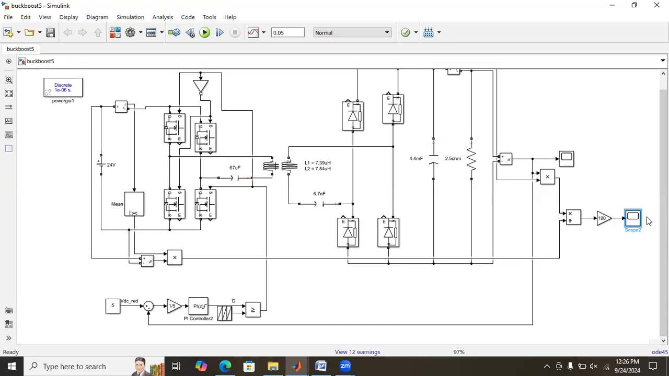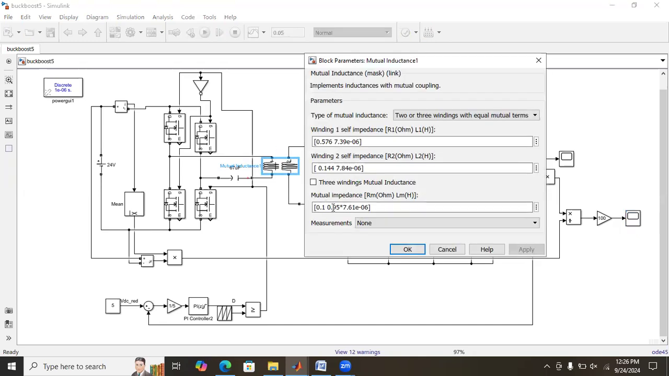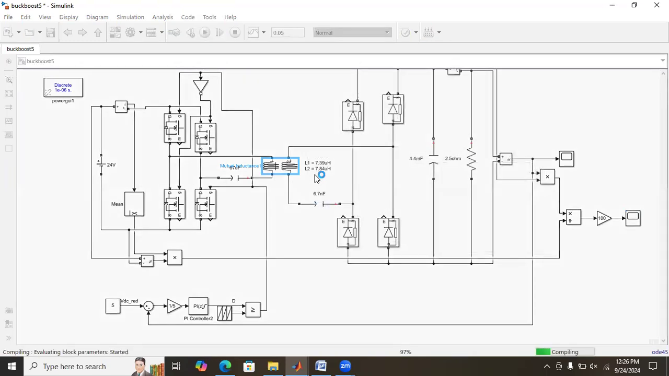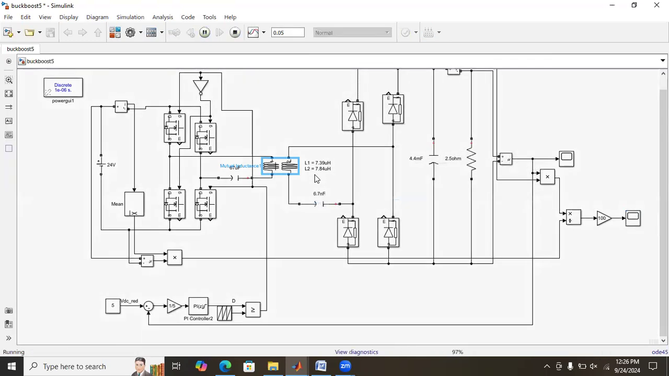So if we vary the coupling coefficient, it means the distance is varied, and 0.7, and again run the simulation. The simulation is running now.